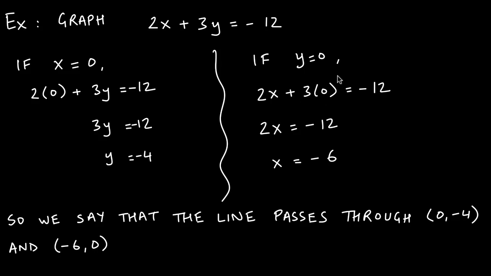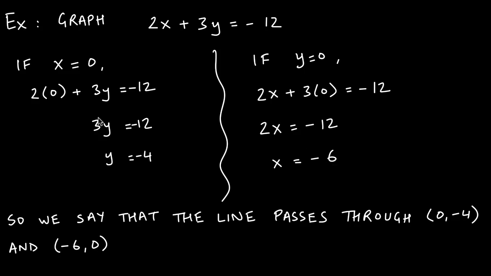3 times 0 goes away, so we're left with 2x equals negative 12, and this, hopefully you recognize, is a linear equation in one variable. Those are ones where we can isolate one of the variables, so we can solve for x by dividing the 2 over to the other side. And negative 12 over 2 turns out to be negative 6.